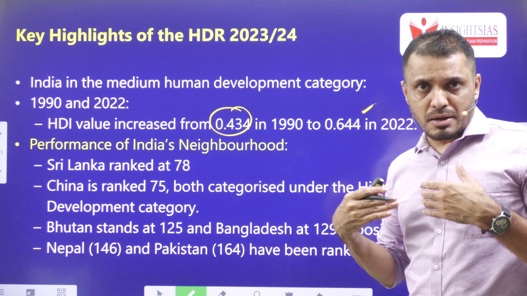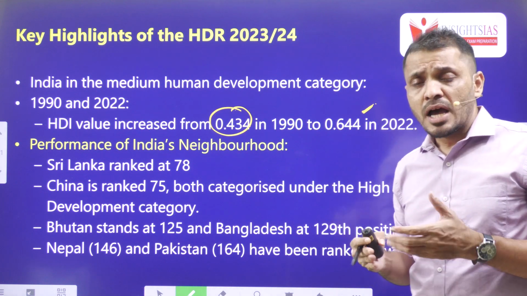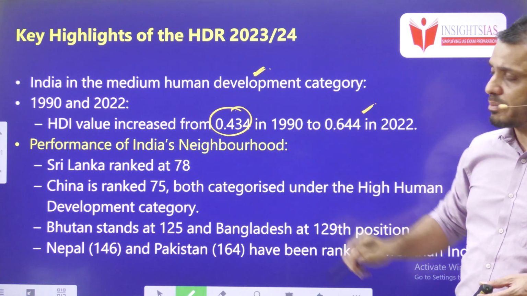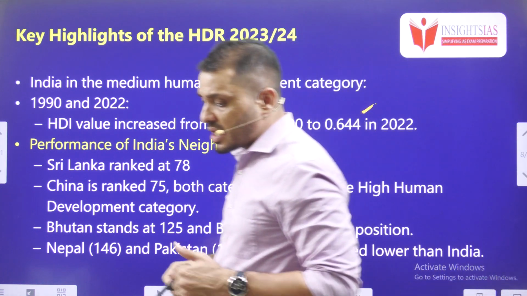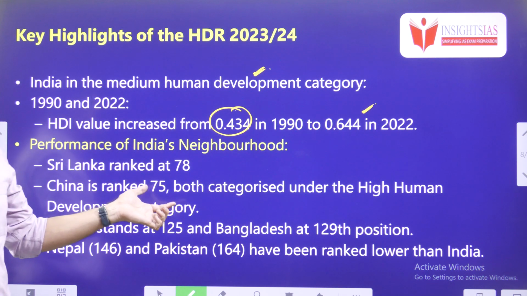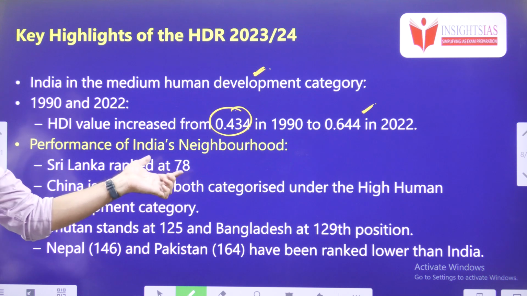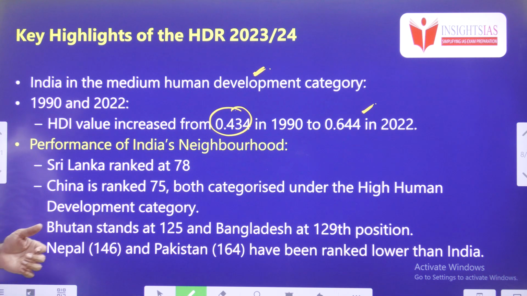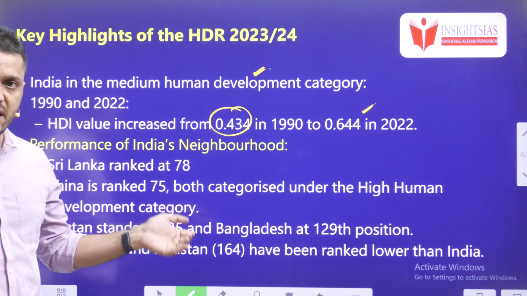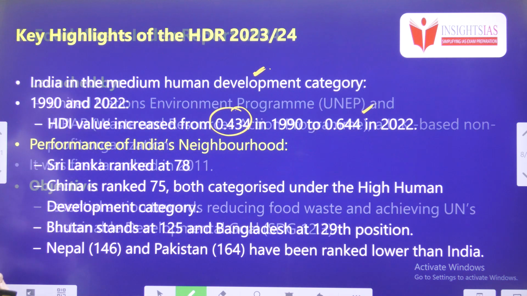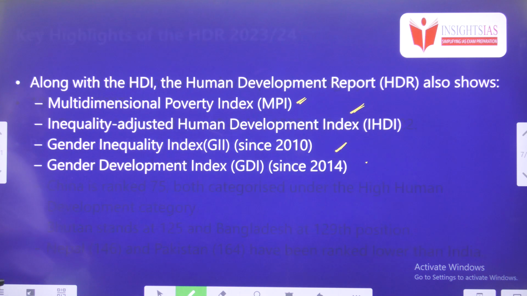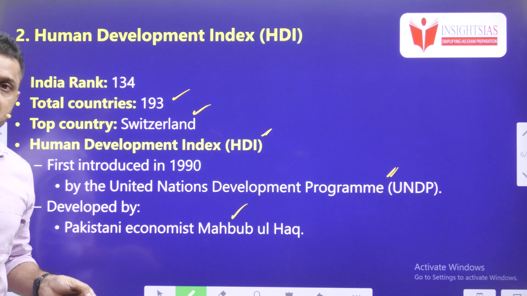And how are our neighboring countries performing? Actually, performance wise, India is in the medium human development category. Okay, our neighborhood countries such as Sri Lanka and China, with respective ranks of 78 and 75, are in the high human development category. And other countries such as Bhutan, Bangladesh, Nepal, Pakistan are ranked below India. This is about the performance of our neighboring countries. So this is about report number 2, that is the Human Development Index.